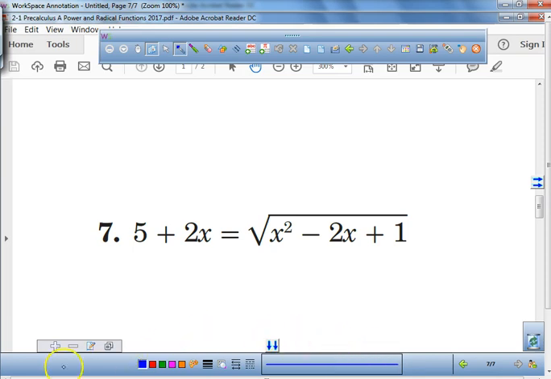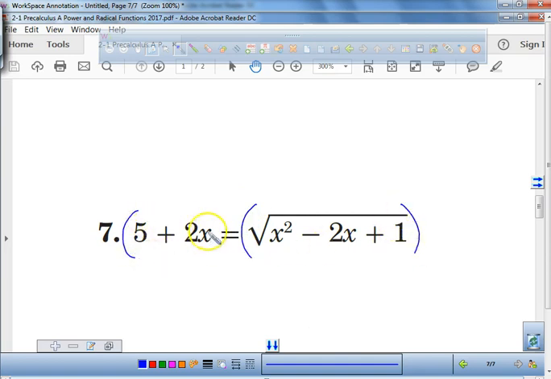Right, write the equation in your journal. Very good. All right, so what do we need to do to both sides? Go ahead. Square them. Now, we're going to square this side, and we're going to square this side.